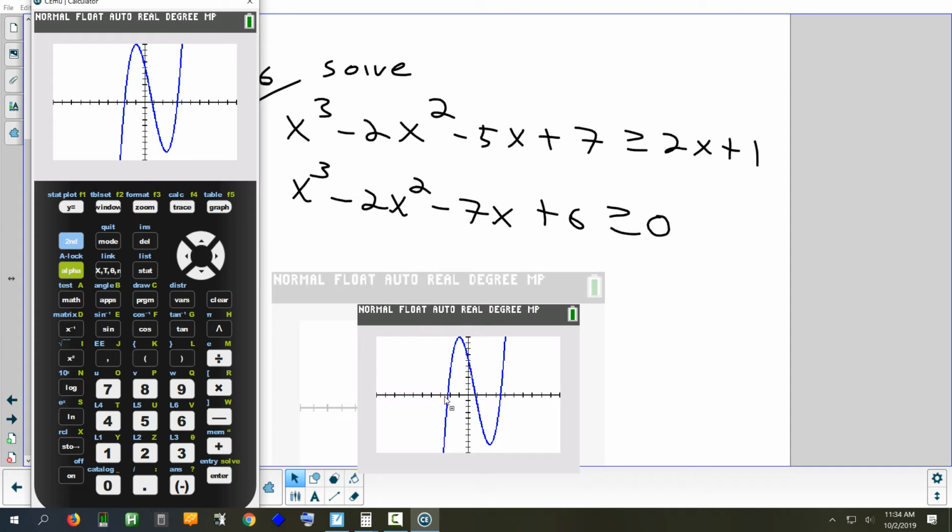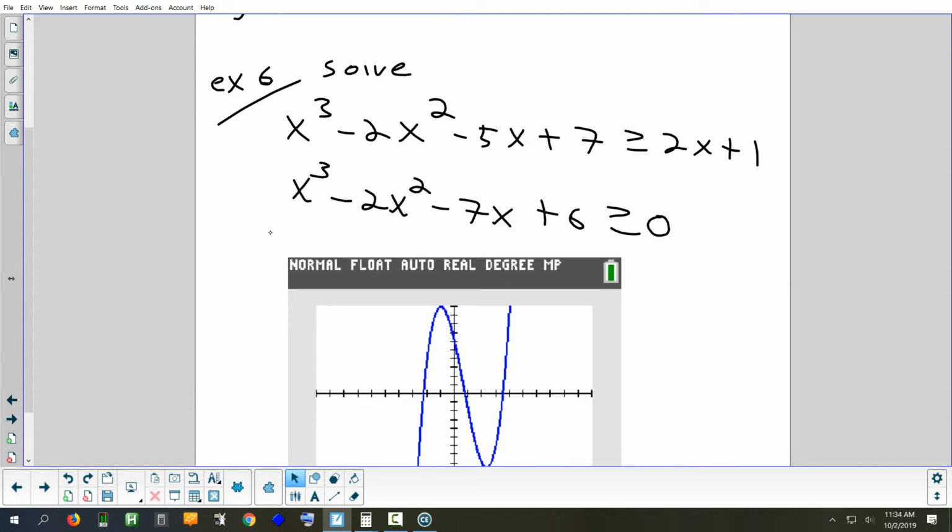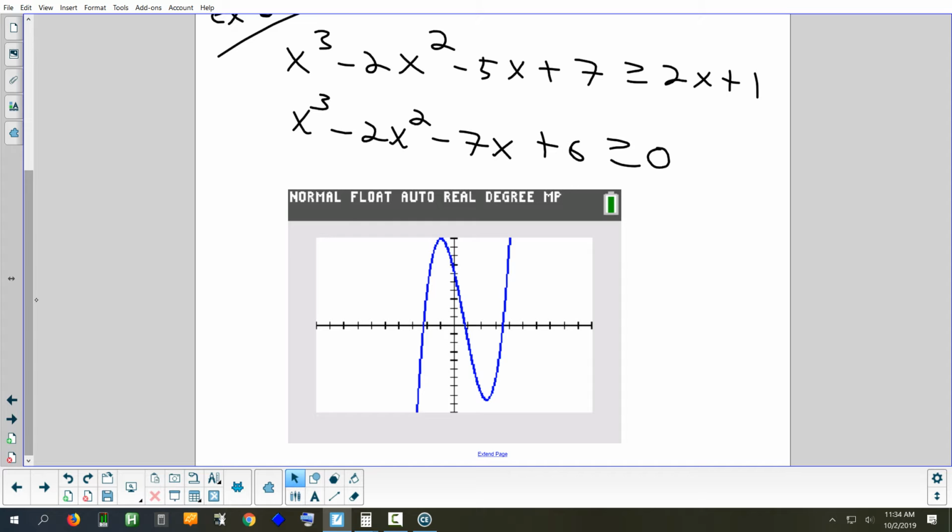All right, so let's put this here. And we're looking for where that graph is above 0. Okay, so what I'm going to do is make this graph different colors so you can easily tell me what I'm looking for. Let's make that section red. We'll make that section green. We'll leave that blue. And we'll make that black.